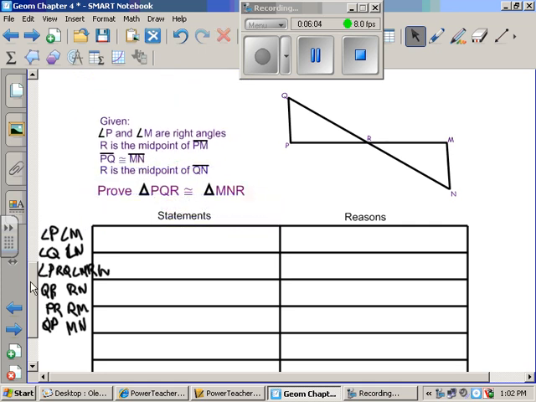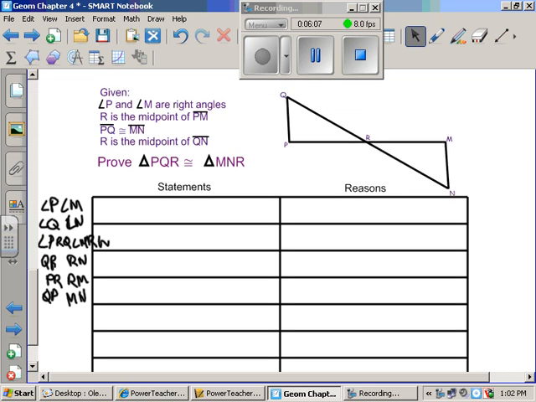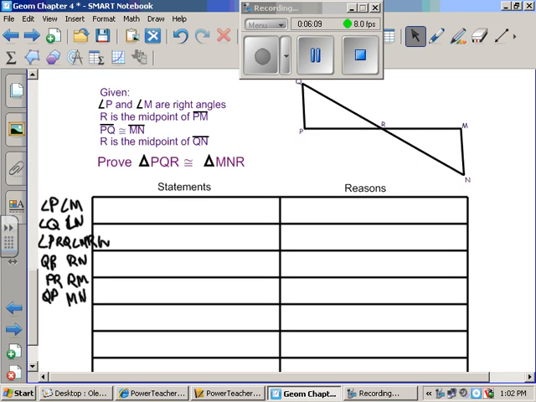So let's go through and try to prove all these things. As soon as I prove it, I'm going to mark it out so I know I'm done when I have all 6. So the first thing says angle P and angle M are right angles. Okay? How does that help? What can I say from that? If I know that P and M are right angles, then what do I know? Yep, they equal 90, and because they both equal 90, they're congruent. So I can say P is congruent to M by the right angle theorem.